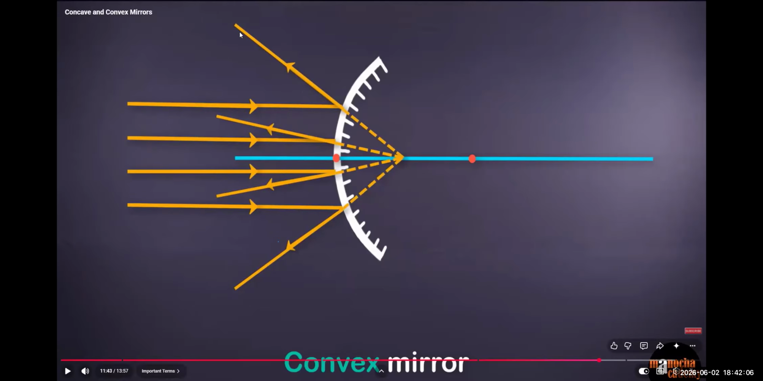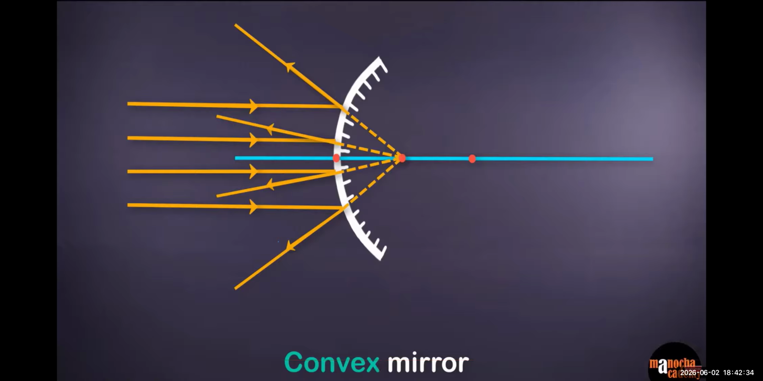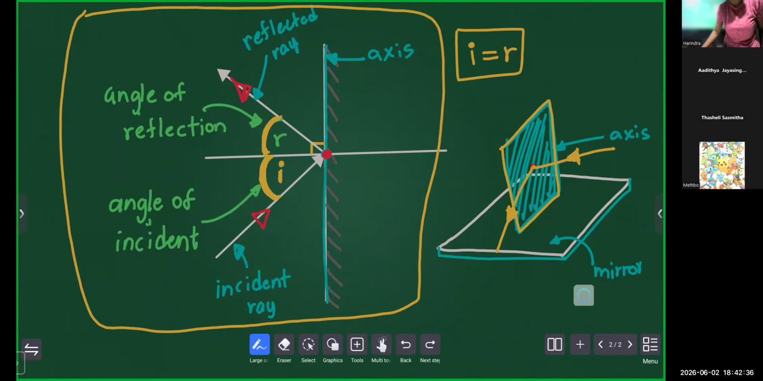It's kind of like coming from behind the mirror and starting from the focal point, that is how it reflects. Look at here, it goes here. Then we have to join this dot with the focal point, and from there onwards we can extend this line. Let me draw it on the board. Then you will understand.